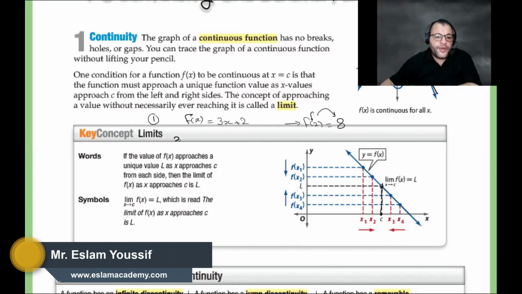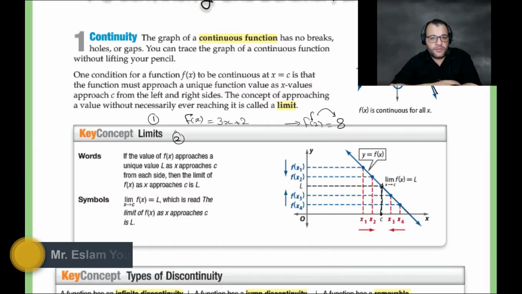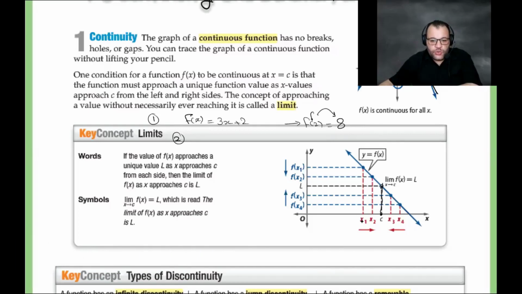Number two, we need to check for the limit. What is the meaning of a limit? When x is close to 2, what is the meaning of close to 2? What are the closest numbers to 2? Which are 1.9, 1.99, 1.999. When x is 1.9, what is the value of the function? Replace x with 1.9: 3 times 1.9 plus 2. 3 times 1.9 is 5.7, plus 2 is 7.7.